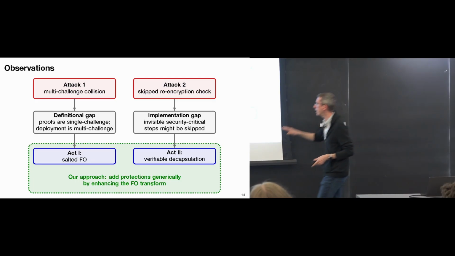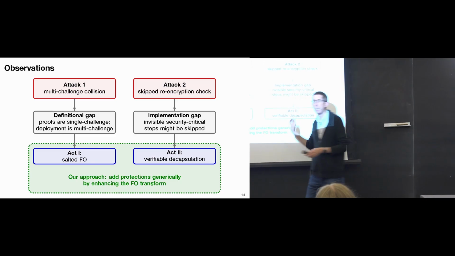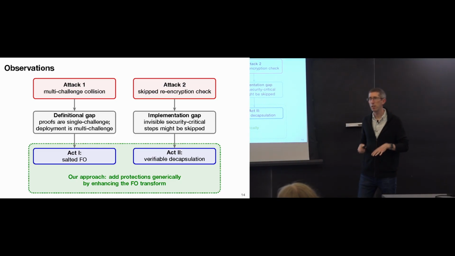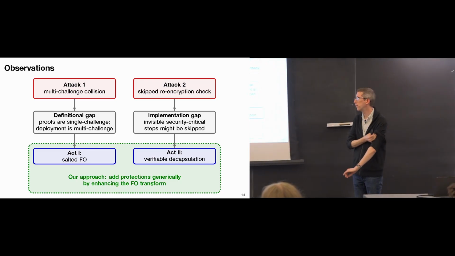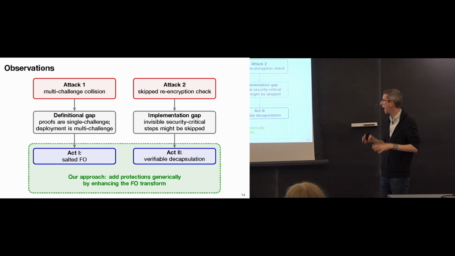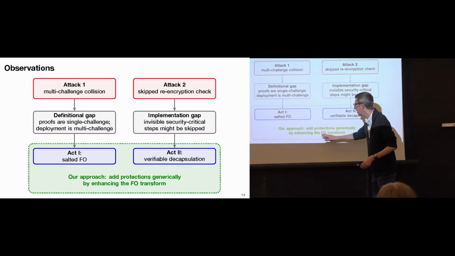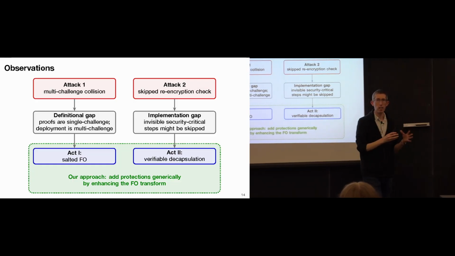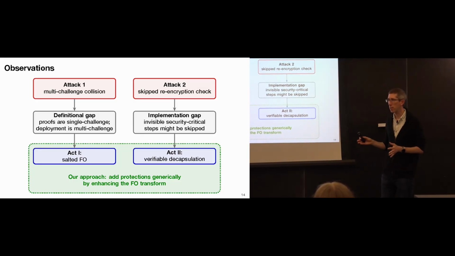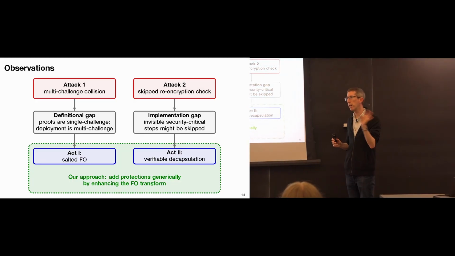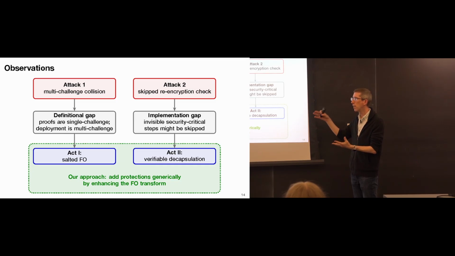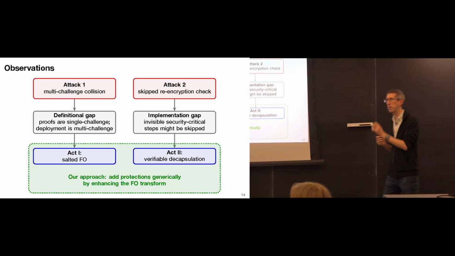And so I'm going to show you 2 techniques that we've developed to try to add protections for these types of issues. Both of them involve enhancing this transform that constructs a KEM from a public key encryption scheme. So we'll tweak this transform in different ways in order to add protections against these types of attacks.